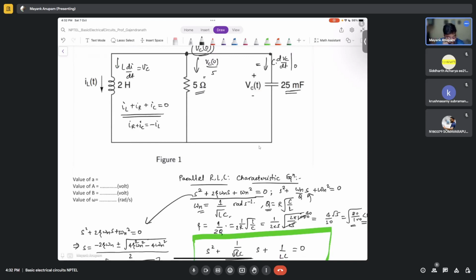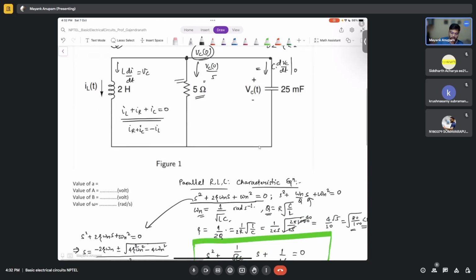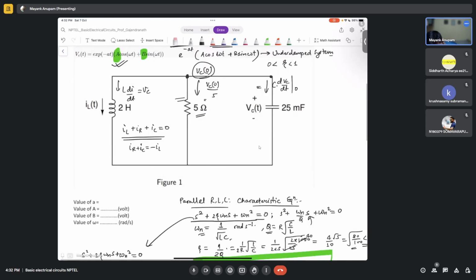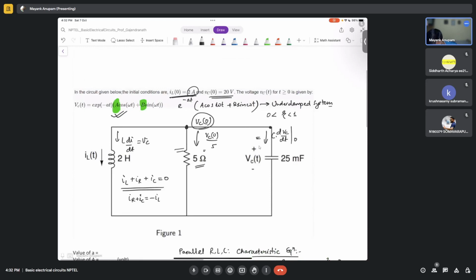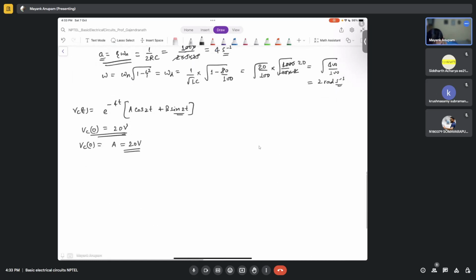So I simply need to find out what is the current going through the capacitor at time t equal to 0, and what is the current that is going to flow through the resistor. If I know both of them, I can equate that to IL of 0, isn't it? Which is simply given here, 2 amperes, right? Yes, sir. So tell me what is the current through the capacitor.